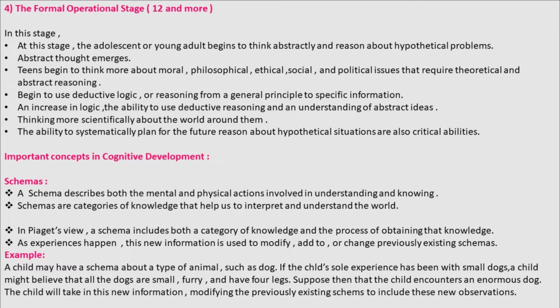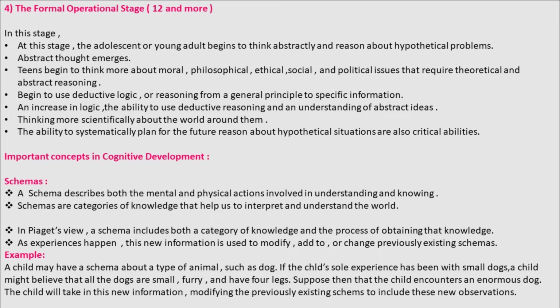Important concepts of cognitive development. Schemas. A schema describes both the mental and physical actions involved in understanding and knowing. Schemas are categories of knowledge that help us to interpret and understand the world. In Piaget's view, a schema includes both a category of knowledge and the process of obtaining that knowledge. As experiences happen, this new information is used to modify, add to, or change previously existing schemas.